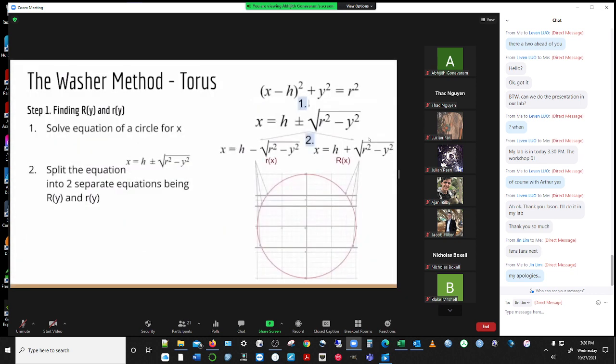The first of three steps in calculating the volume of a torus is finding the equation for the inner and outer radius. In the case of a circle on the x-axis, it is possible to solve the equation for the variable x, which results in two possible equations. The first being x equals h minus square root of r squared minus y squared, and the second being x equals h plus square root of r squared minus y squared, with the first of which being the equation for the inner radius of the torus, and the latter being the equation for the outer radius of the torus.